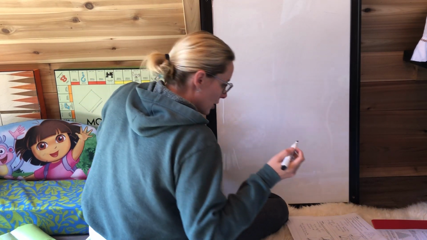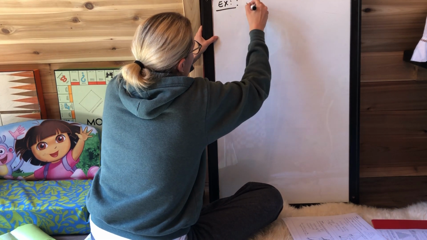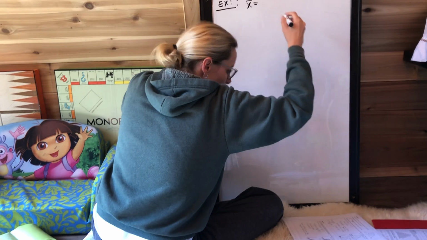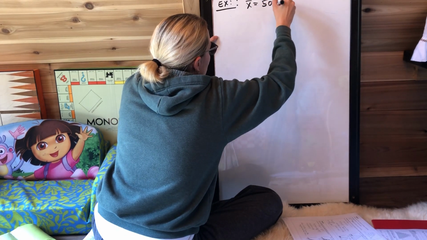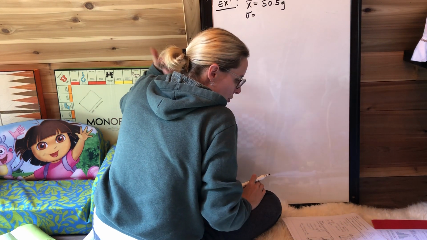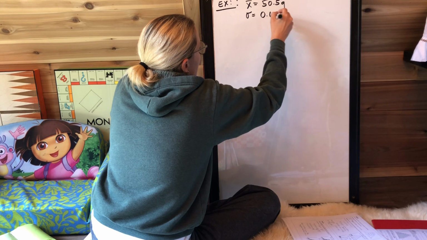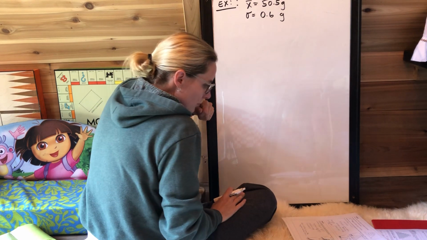Okay, so if we go on to what would have been example 1 in here, this is the cosmetic powder question. Basically they say this, the mean is 50.5 grams. This is the same question we did last week. On average there's 50.5 grams of cosmetic powder in a pack with a standard deviation of 0.6 grams.